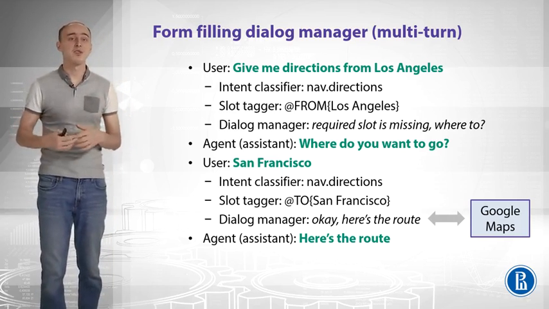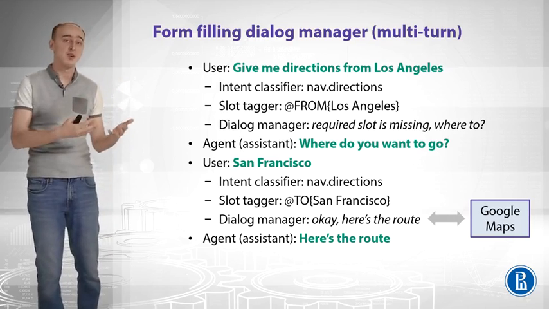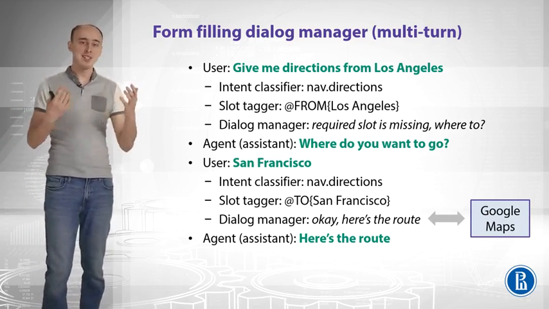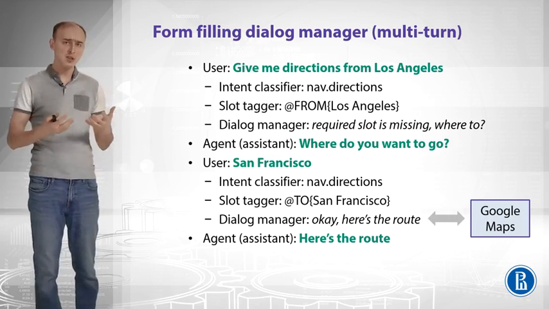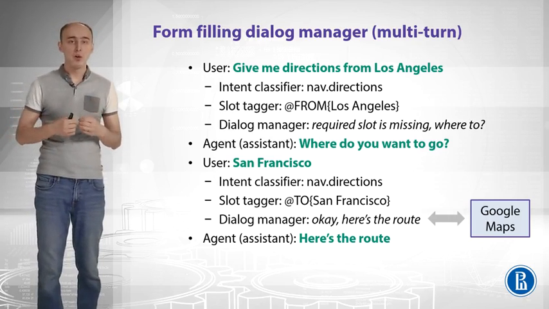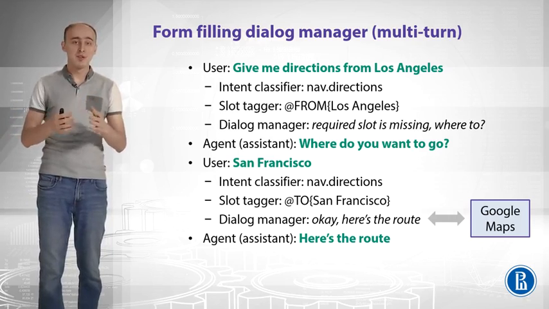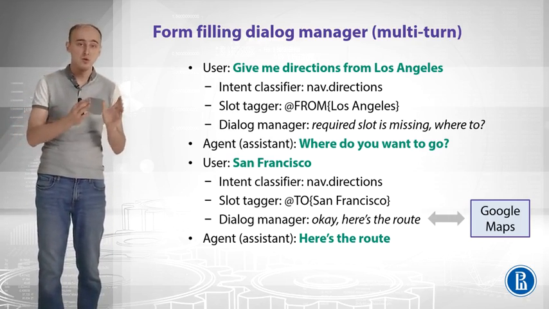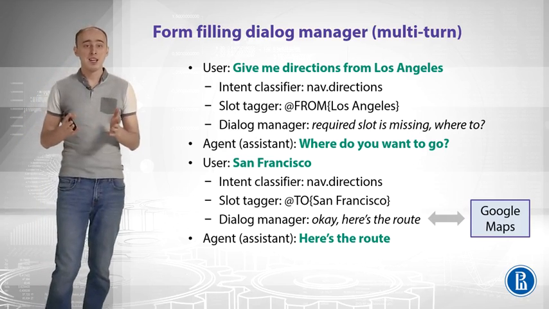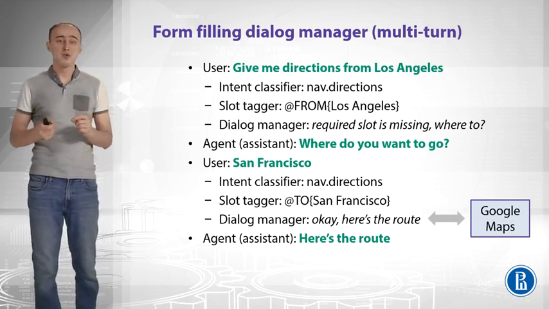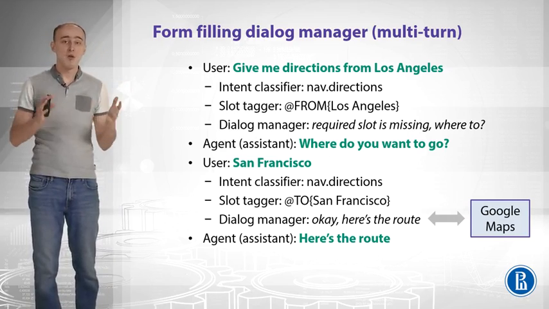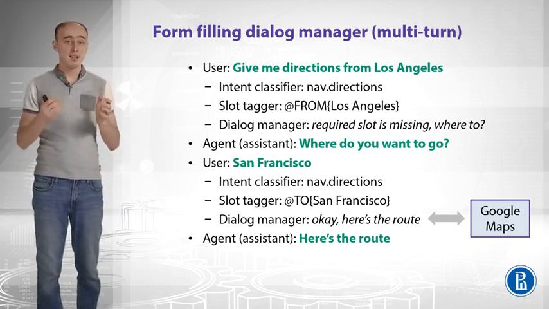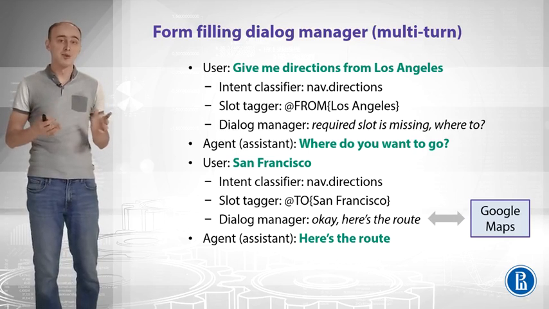This is where a second turn in the dialog happens, and the user says San Francisco. We run our intent classifier and slot tagger, and hopefully they will give us the values on the slide. The slot tagger will fill that San Francisco part as the "to" slot. This time Dialog Manager knows that, okay, I have all the information I need. I can query Google Maps and give you the route. And the assistant outputs, here is your route.